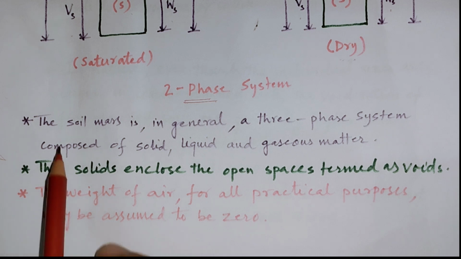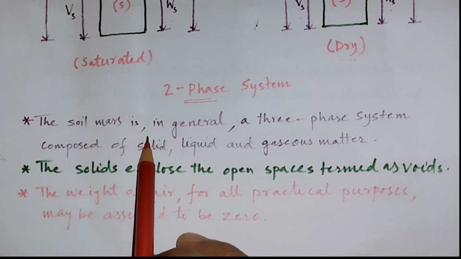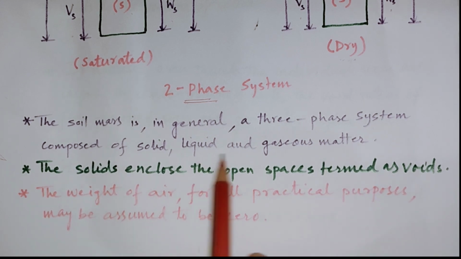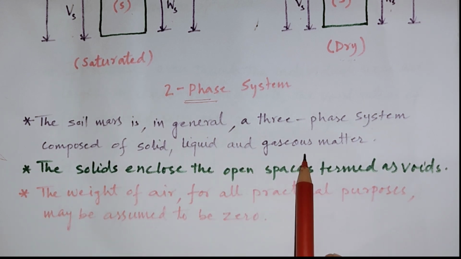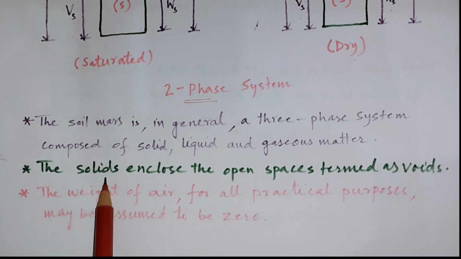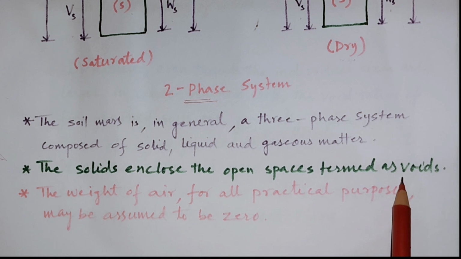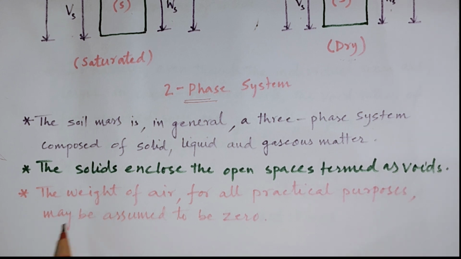So we have seen the soil mass is in general a three phase system composed of solid, liquid and gaseous matter. The solids enclose the open spaces termed as voids. The weight of air for all practical purposes may be assumed to be 0.